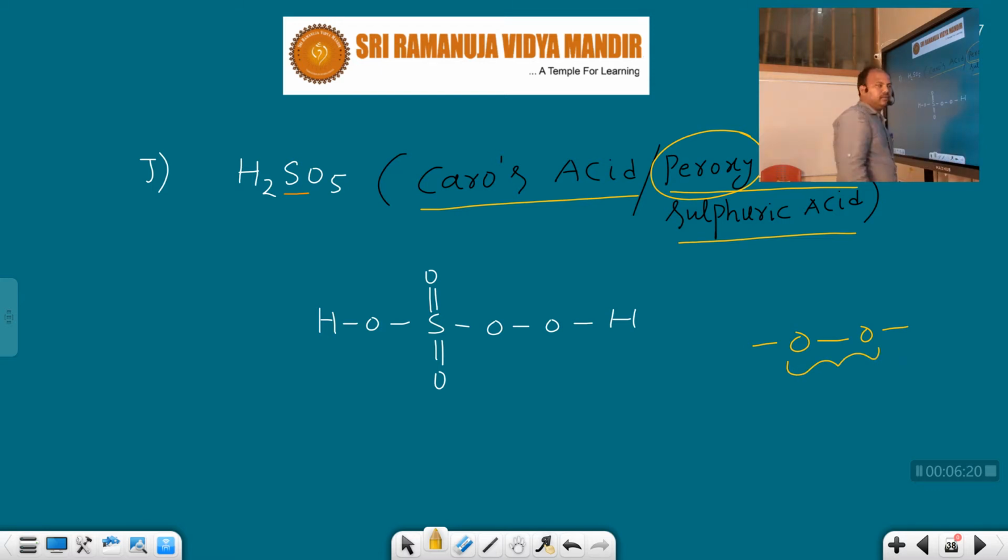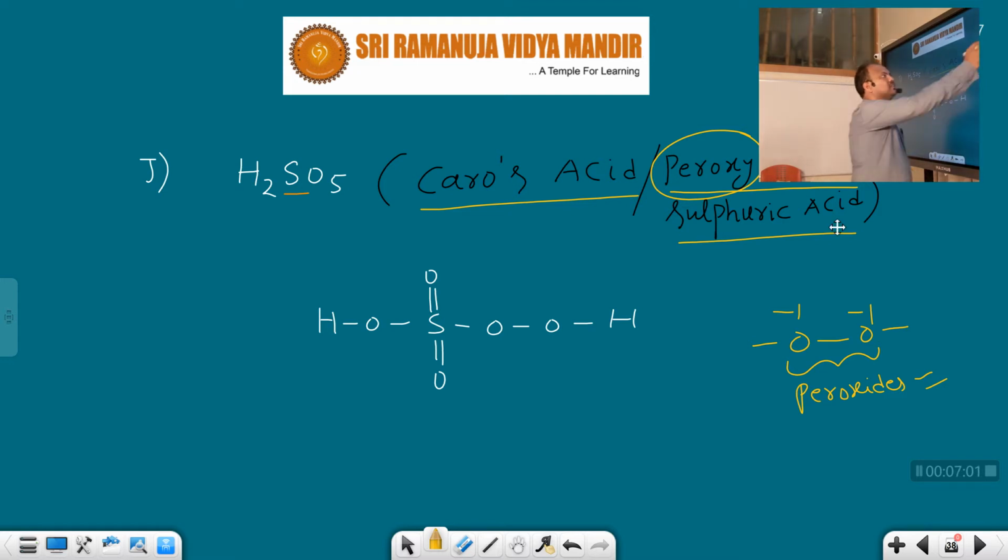Whenever a peroxy linkage is there, each oxygen exhibits an oxidation state of -1. Generally, oxygen exhibits an oxidation state of -2, but some exceptions are there. What are those exceptions? In peroxides, oxygen exhibits an oxidation number of -1. In superoxides, like potassium superoxide, oxygen exhibits an oxidation number of -1/2. In oxyfluorides, like oxygen difluoride or dioxygen difluoride, oxygen exhibits +2 and +1. Those are exceptions. But generally oxygen exhibits an oxidation number of -2.